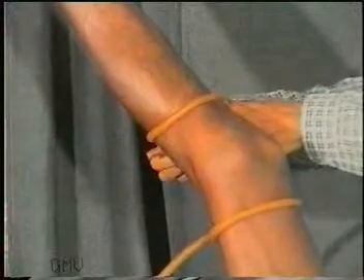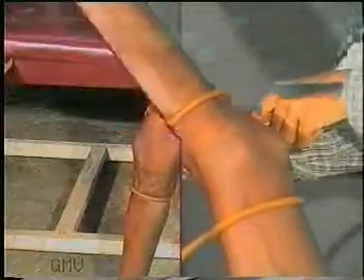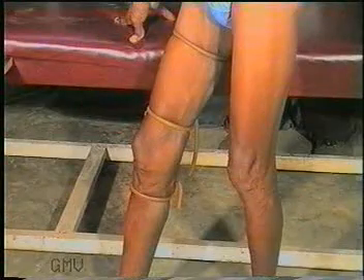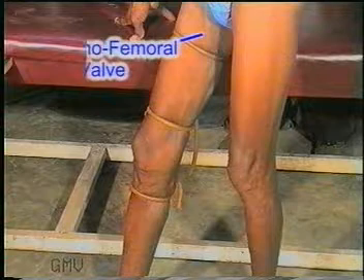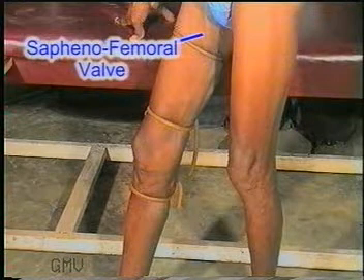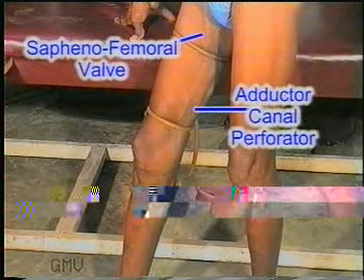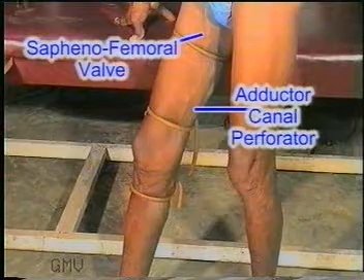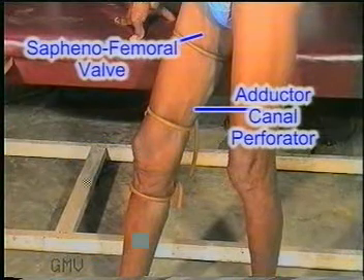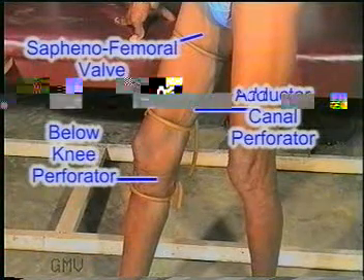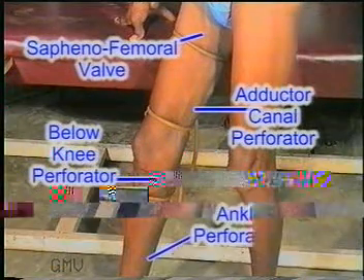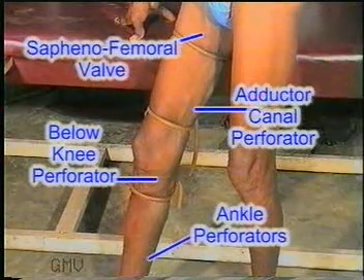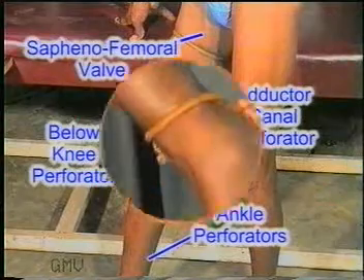This divides the long saphenous vein into 4 segments, each with one constant perforator. The saphenofemoral valve above the first tourniquet, the mid-thigh perforator in the adductor canal between the first and the second tourniquets, the below-knee perforator between the second and third tourniquets, and the ankle perforators below the third tourniquet. The tourniquets should be just tight enough to occlude only the superficial veins.